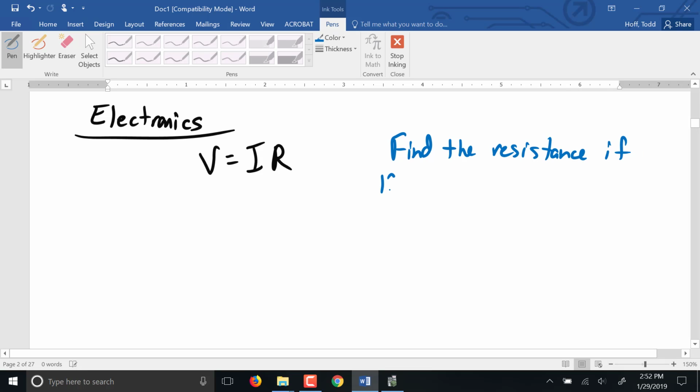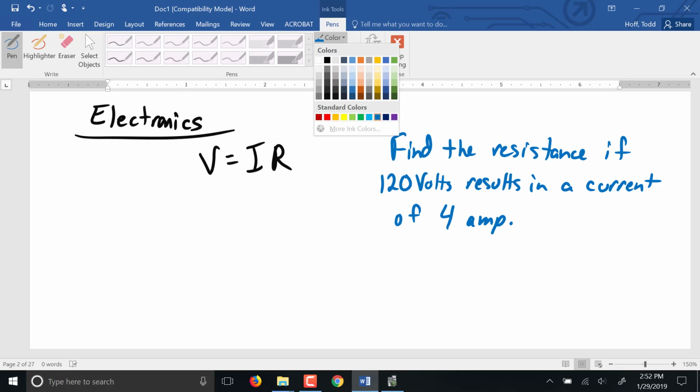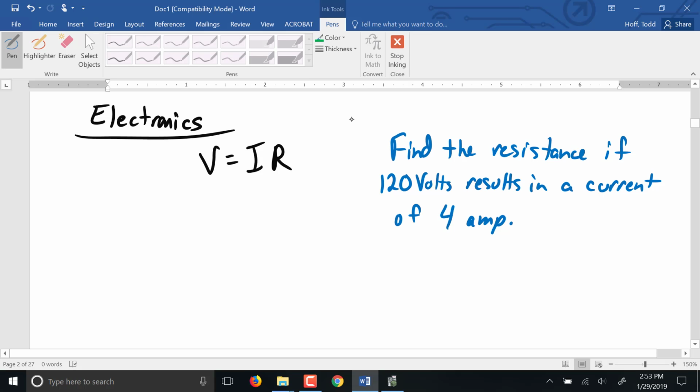If 120 volts, obviously voltage, results in a current of 4 amps. Now, if you guys know anything about electricity, you know that 4 amps is actually a rather large current. But just to keep the numbers simple, we're going to keep it at 4.